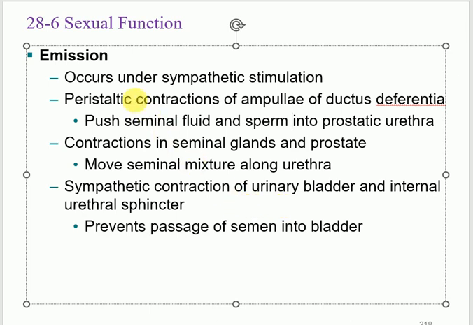So emission is not into the vagina. The emission is just starting from the ampulla and moving to the prostate and seminal glands, the seminal vesicles. All three are going to contract, leading to that seminal mix being pushed out into the urethra. That's it. When it's pushed out of the urethra, this is ejaculation, which is the next part.